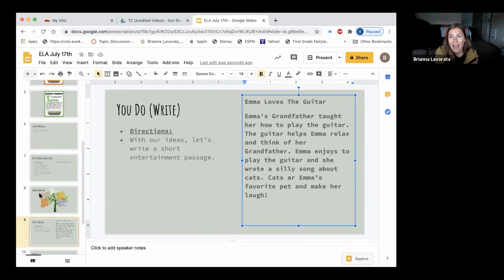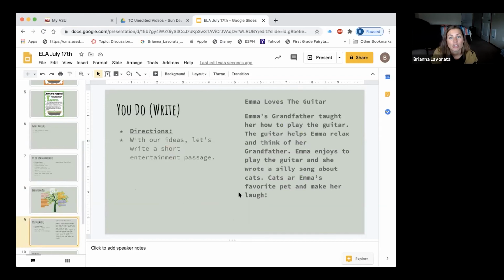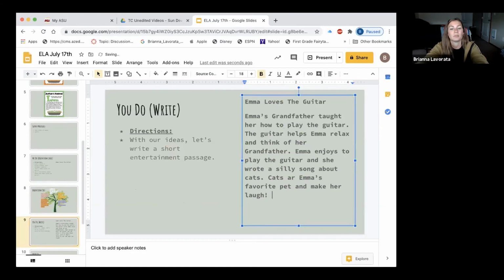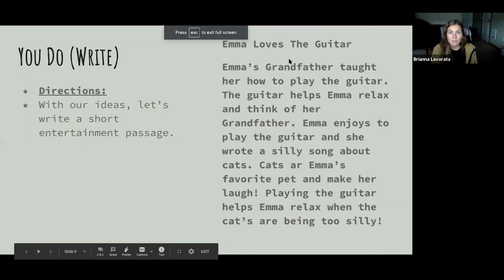Let's go ahead and find that last idea on our tree. So the guitar helps Emma relax when her cat is being too silly. So we can say, playing the guitar helps Emma relax when the cats are being too silly. Great. So we used some of our brainstorming ideas. Let's go ahead and read this all together.